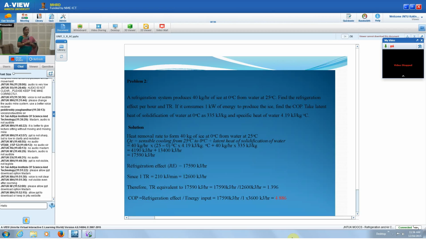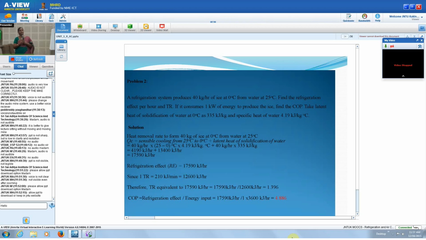So what is the COP required? And the other thing is, what is the tonnage? First thing is you have to see that the water is at 25 degrees centigrade, and first it should be converted to 0 degrees centigrade. The total heat removal rate to make 40 kgs of ice at 0 degrees centigrade from water at 25 degrees centigrade, that you have to find out. That is nothing but the sum of sensible cooling required from 25 degrees centigrade of water to 0 degrees centigrade plus the latent heat of fusion of ice.